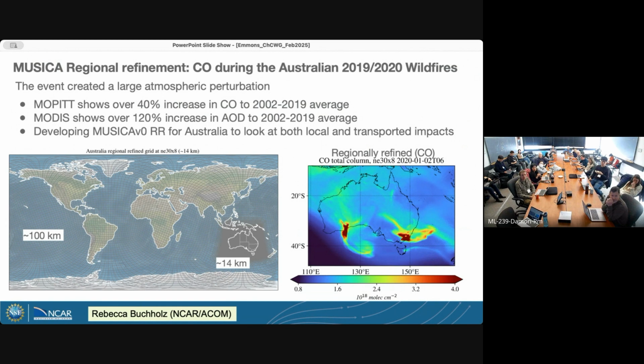One highlight that we didn't get to on Monday: Rebecca has a grid over Australia and has been looking at the enormous fires in 2019, 2020 and their impact around the globe. So there's a regionally refined grid of 14 kilometers over Australia that will help refine the chemistry and transport of those fire emissions.